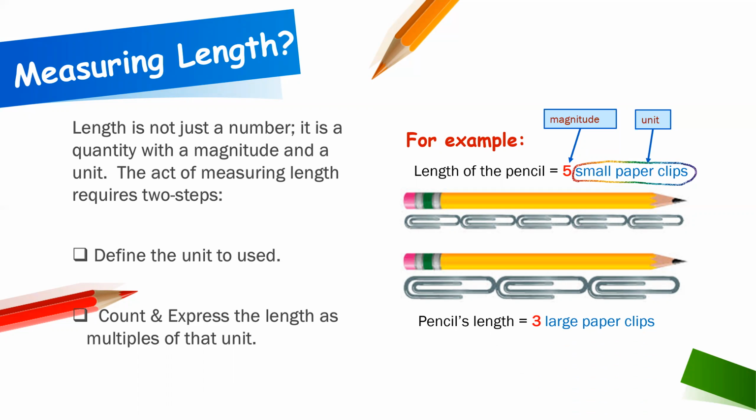So how did it go from 5 to 3? If you're just thinking about a number, that doesn't make sense, right? It was 5, now it's 3. How does that work? Well, because to measure is a two-step process. We have to define the unit that we're using and then we count how many. In this case, 3 is the how many, which is the magnitude, and large paper clips would be my unit. And that's why the numbers are different.